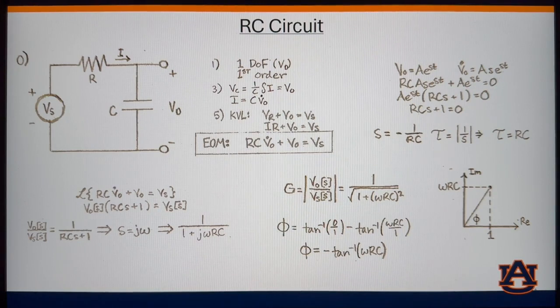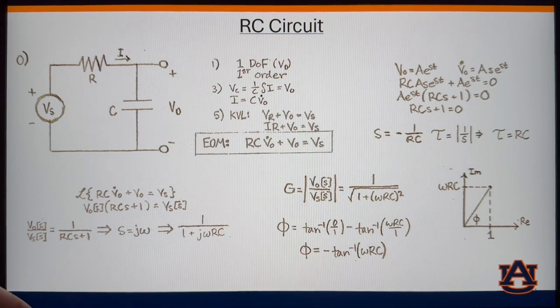Taking the magnitude of that gives us our gain, which is equal to 1 over the square root of 1 plus (omega RC) squared. So we see that for a frequency response, our gain decreases as R increases. And we can also solve for our phase shift by taking the angle from the numerator and subtracting the angle from the denominator. So we see our phase shift is equal to negative arctangent of omega RC. And so we see that our phase shift increases with an increase in resistance.